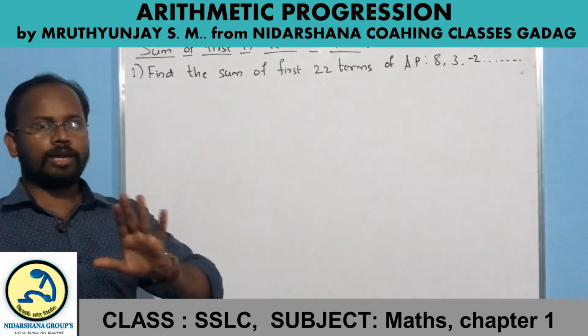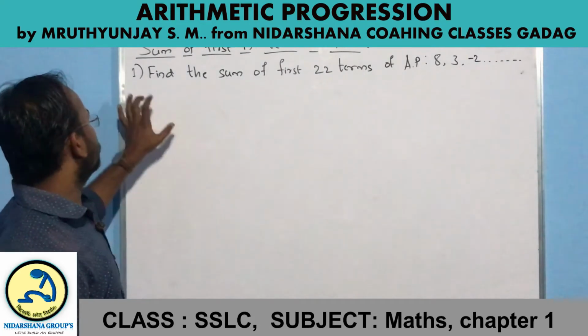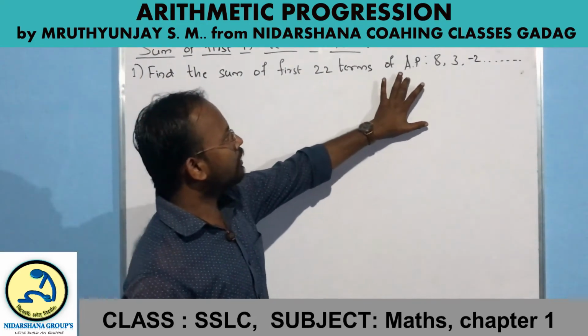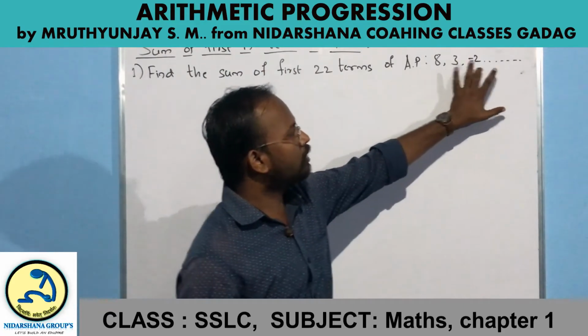Okay, so for that I will solve a couple of problems here. First one is find the sum of first 22 terms of arithmetic progression 8, 3, minus 2 and so on.